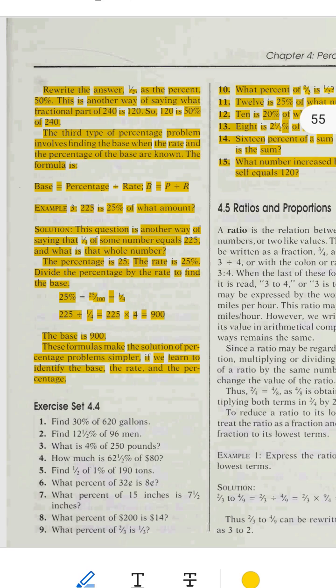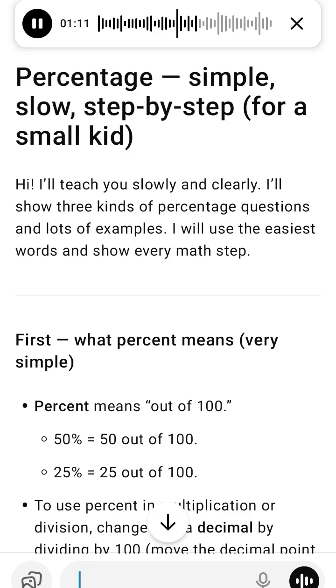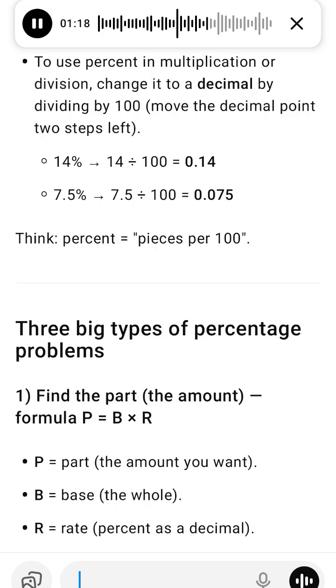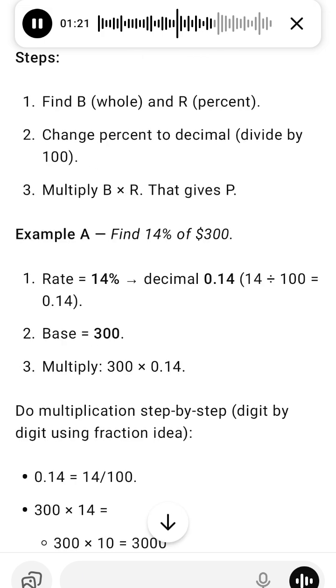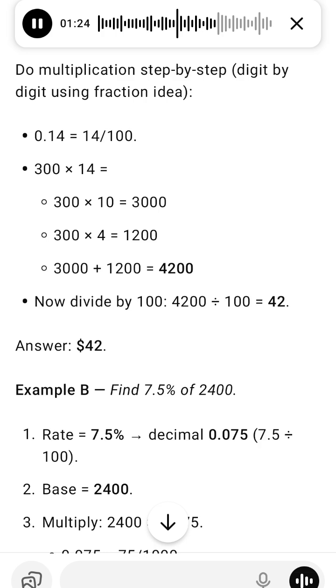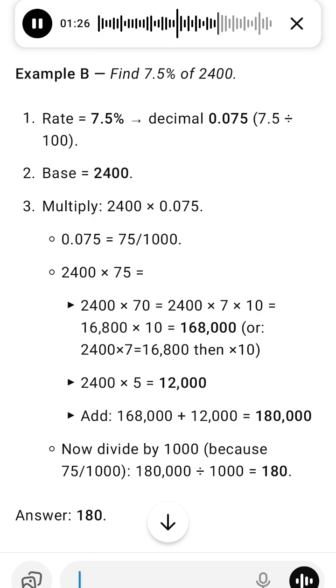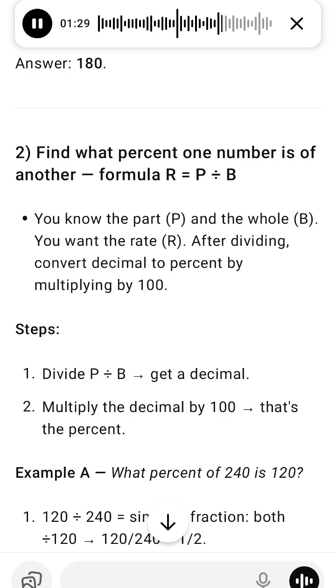Here's your world's best one-page cheat sheet for percentage problems. Crisp, concise, perfect for exam revision. Key terms: base B, the whole or total. Rate R, the percent; convert percent to decimal by dividing by 100. Percentage part P, the portion amount of the base. So we have 3 main formulas. 1. Find the part P: P equals B times R, where the rate must be a decimal. 2. Find the rate R: R equals P/B, convert decimal to percent by multiplying by 100. 3. Find the base B: B equals P/R.